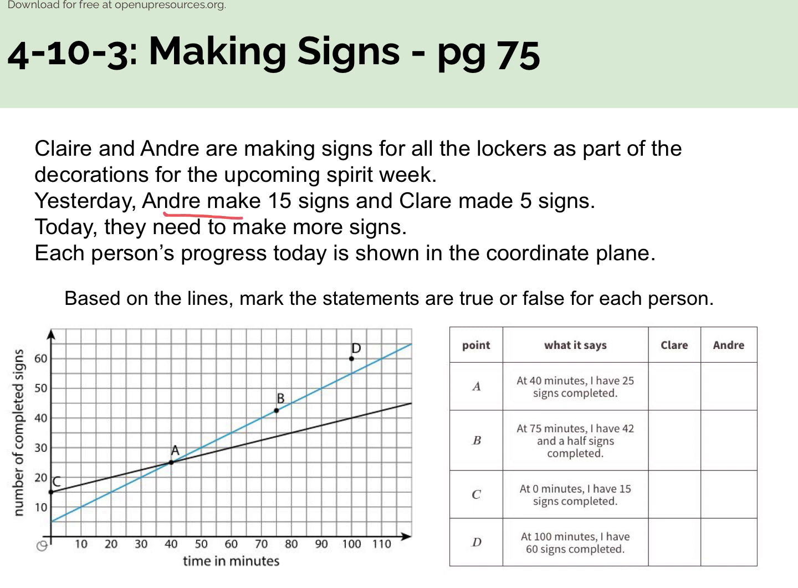So it says Andre made 15 signs, okay? So he made 15 signs yesterday, and then he's going to go ahead and make more. So where does the line start at 15? Well, that's the blue one. So this is Andre. And then it says Claire, she made 5 signs, right? So this also starts at 5. So this is Claire. Okay.